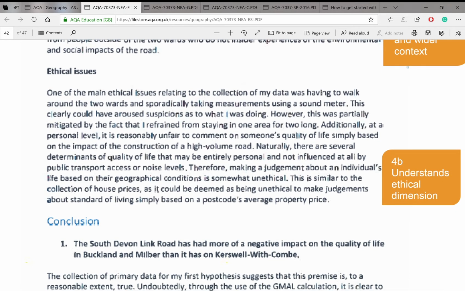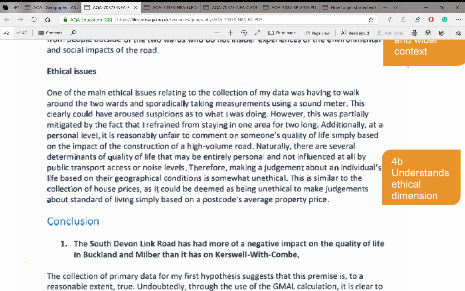Then we can look at this one. They talk here about what they were doing walking around the area, could have aroused suspicion, and they talk about how they mitigated this, so by not staying in one area for too long. And they talk about the fact that it could be unfair to comment on someone's quality of life simply based on the impact of construction of a high volume road.